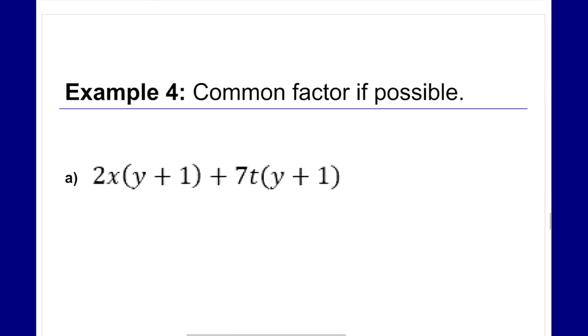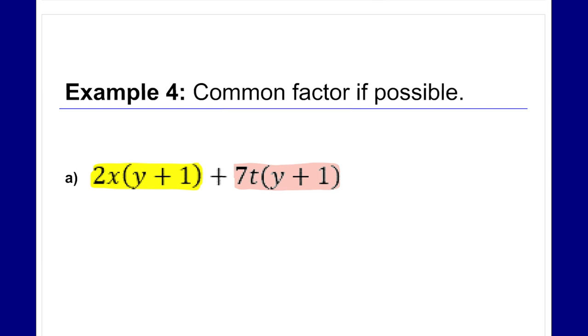Now, in some cases, the greatest common factor may not be a singular term. If I look at these two terms, and I'll highlight them, because remember, the terms are separated by addition or subtraction. My two terms are products: the product of 2x times y plus 1 and the product of 7t times y plus 1.